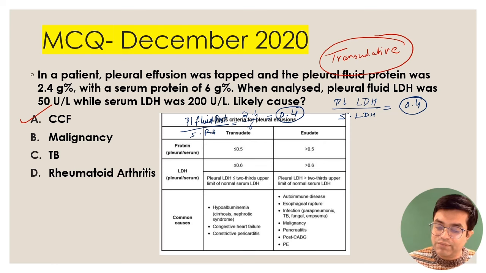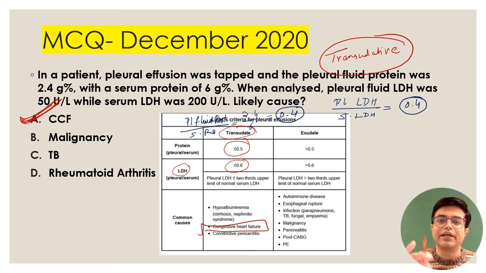If the protein ratio between pleural fluid and serum is equal to or less than 0.5 and the LDH ratio is less than 0.6, we call it transudative. So among transudative causes, congestive heart failure is mentioned here. CCF or CHF will be the likely cause. I hope now you will not go wrong if you get a question like this in the paper.